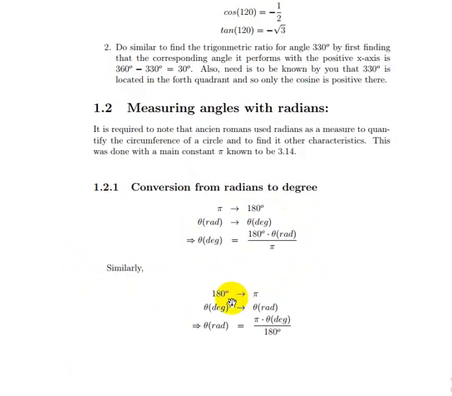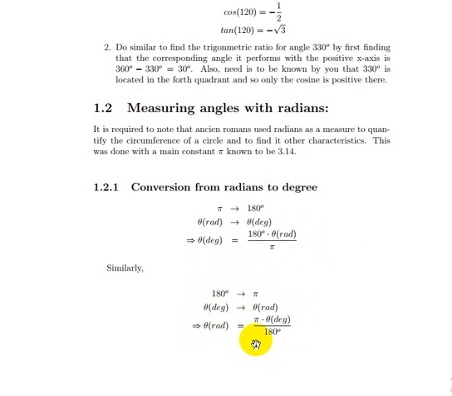Now, if you want to convert an angle from degrees to radians, the thing to do is to put on this side 180 degrees and say that it corresponds to pi. And on this side, theta in degrees corresponds to theta in radians. So you cross multiply: theta in radians equals pi times theta in degrees, and you divide by the opposite one, 180 degrees. So that is how to convert from radian to degree and degree to radian.